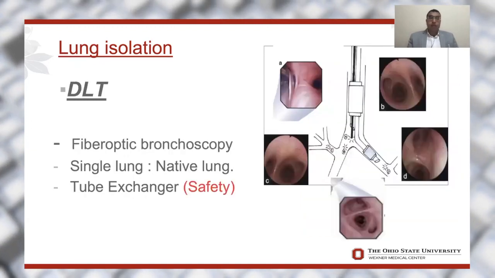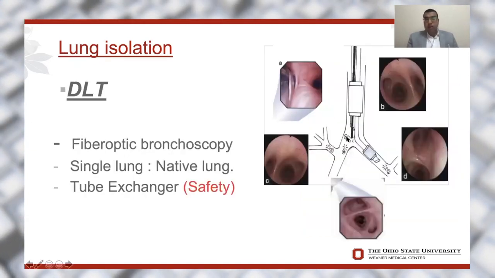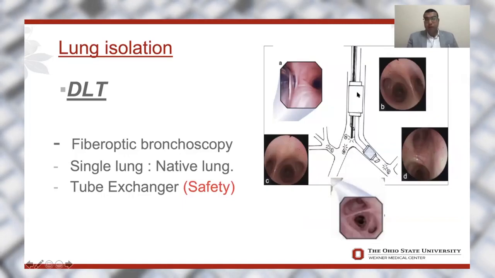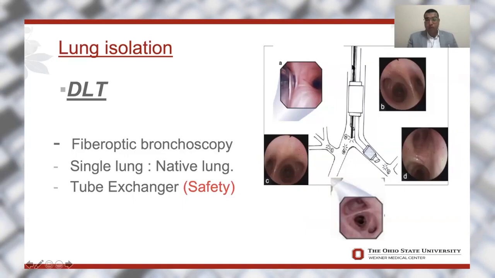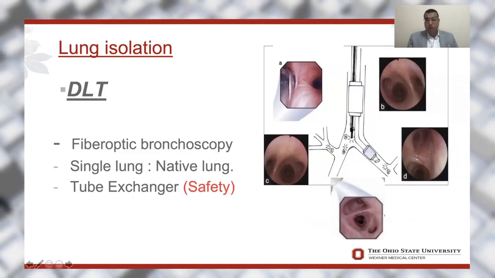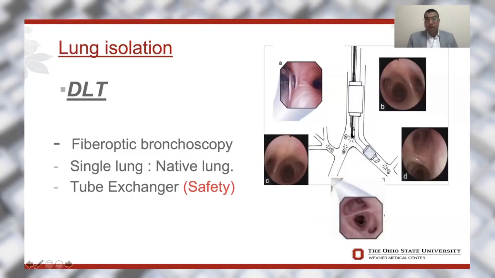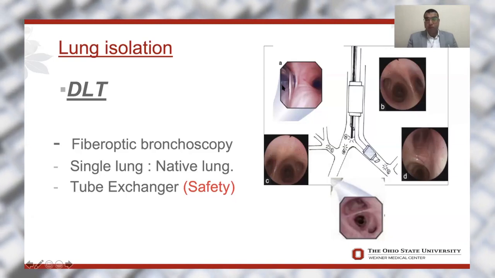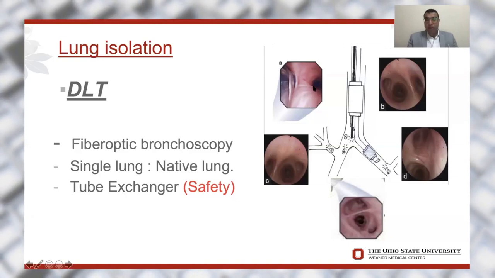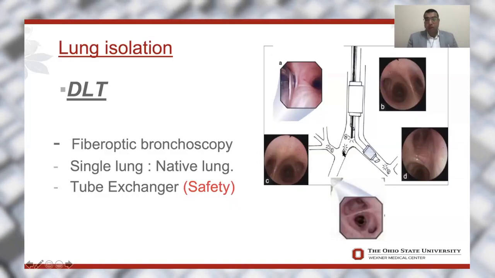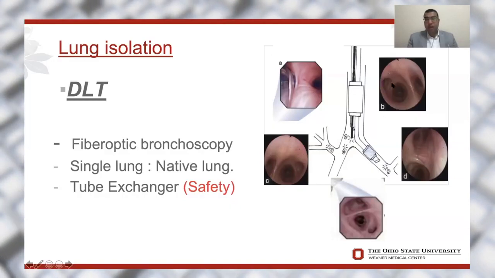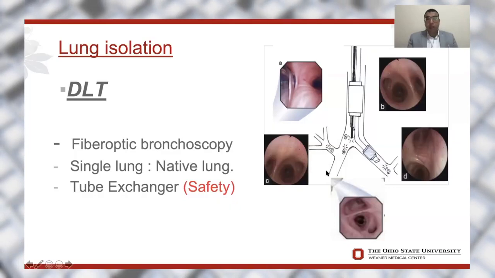Lung isolation. Double lumen tube, I will not discuss it, but briefly, if you put a double lumen tube here and through the tracheal port, you introduce your fiber optic. If you are at the carina, you will get this photo. A balloon here and the other bronchus is here. If you introduce it a little bit in the right bronchus, you will see the Mercedes-Benz sign.